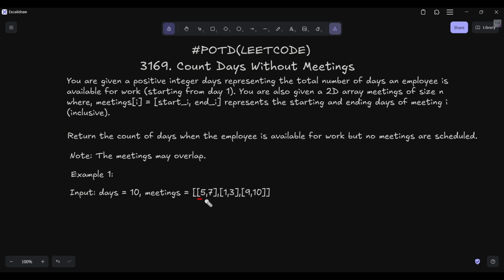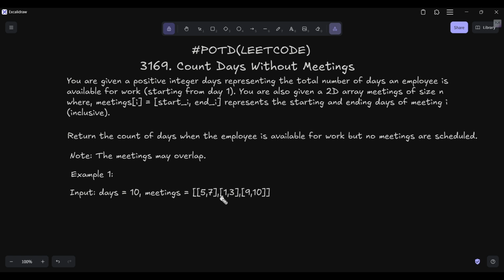So this is the first meeting, from 5th day to 7th day, this is the second meeting, from 1st to 3rd, and this is the third meeting, from 9th to 10th. We have to return the total number of days where the employee is available for work, basically he doesn't have any meeting.